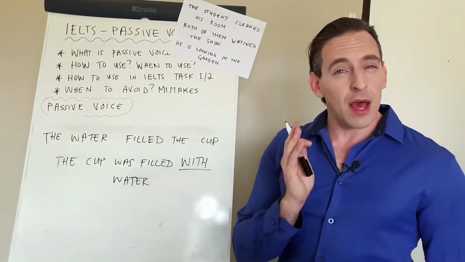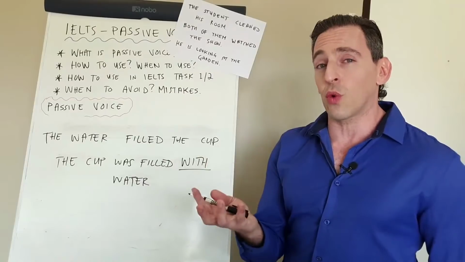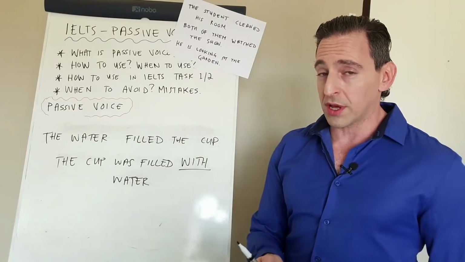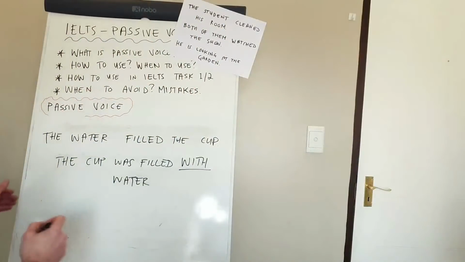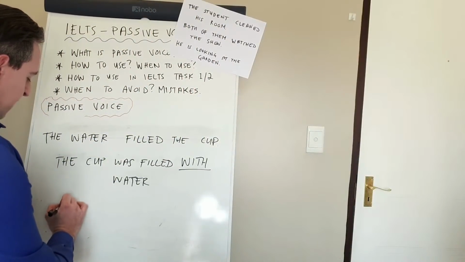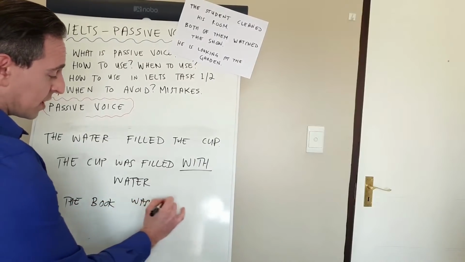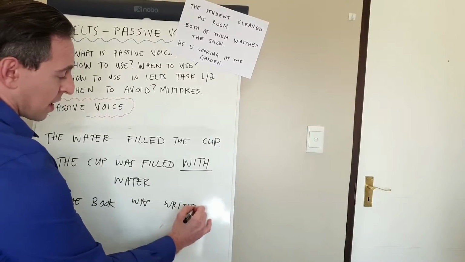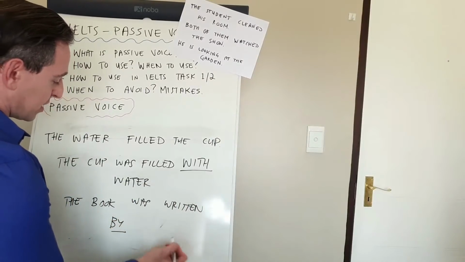Water is not a person. It's not a being that can do something. So it's filled with water, not by water. In the same way, if we have, and I'm just going to go straight to passive, the book was written, and we're talking about a person, this has to be by, let's just say the author.